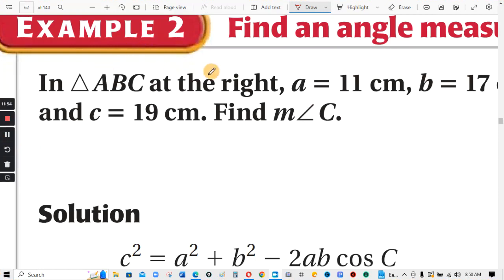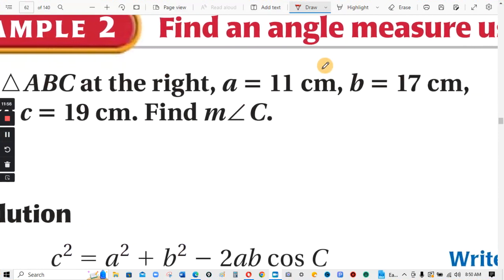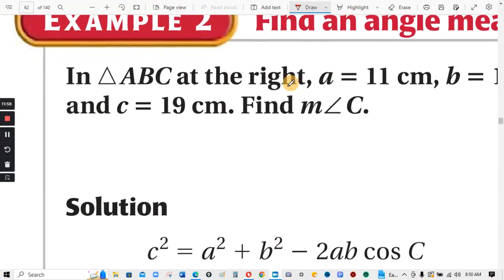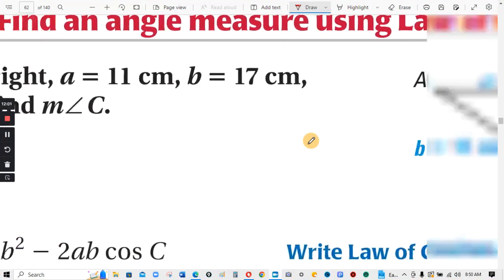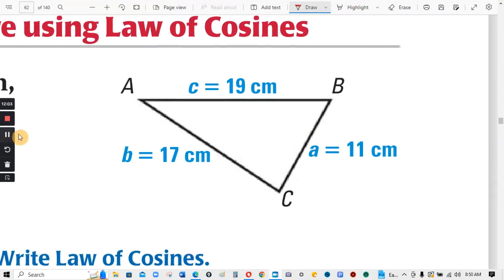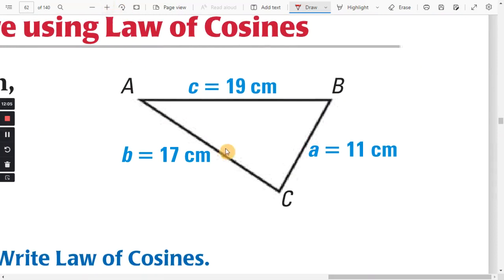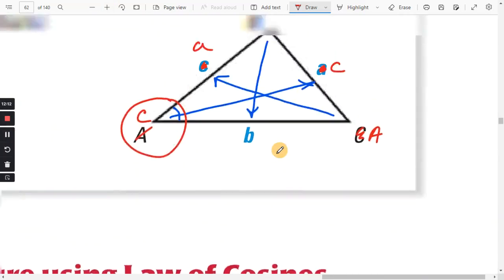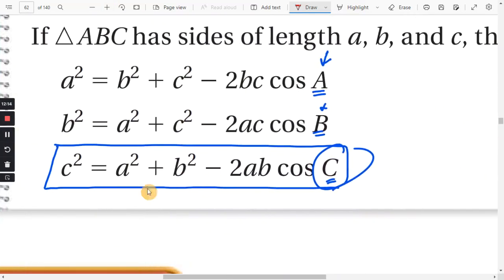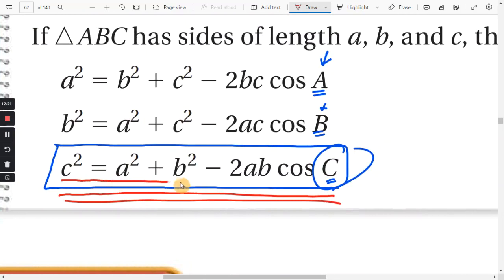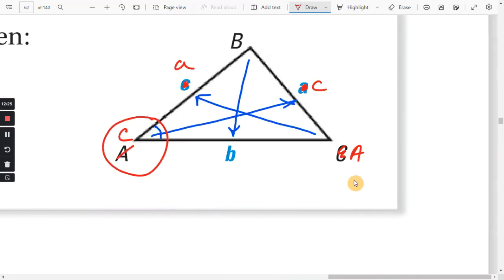Example 2: in triangle ABC at the right, a is 11, b is 17, c is 19. Find the measure of angle C. All right. So we're given 3 side lengths, and we're looking to find the measure of angle C. This one happens to use angle C in the first place, and this right here is the formula for the law of cosines. So you do the Pythagorean theorem minus 2ab cosine of C. All right, so let's write that out.